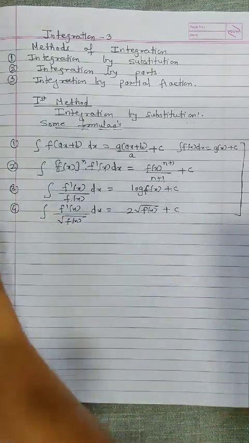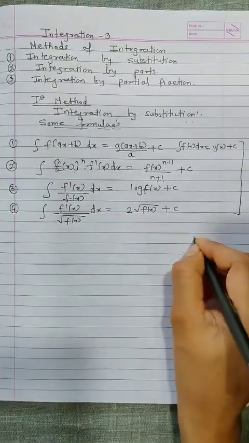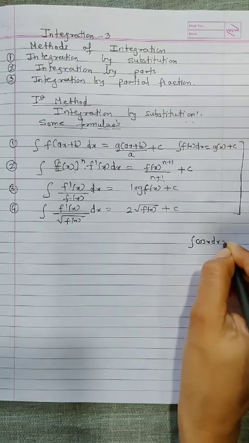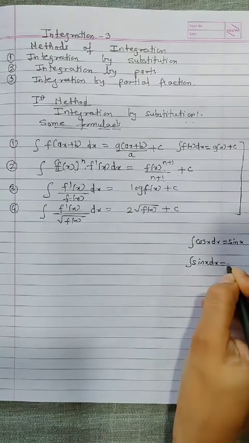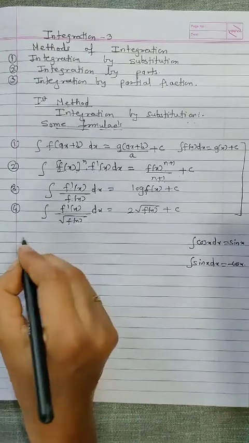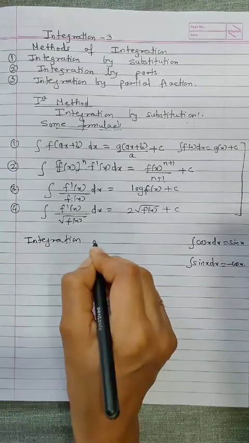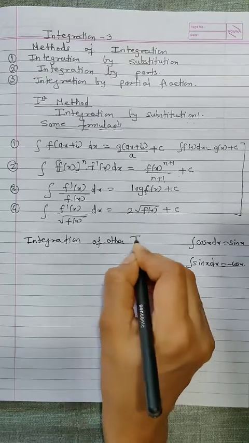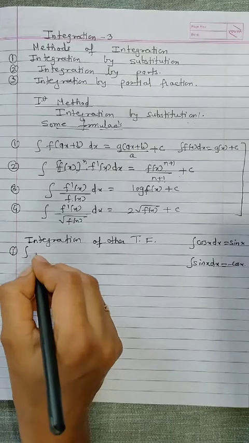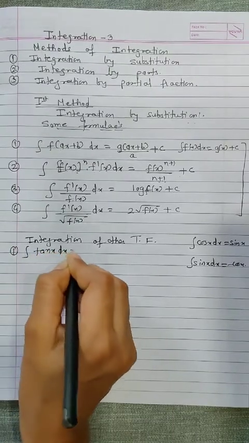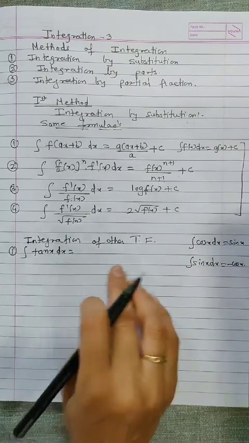Okay, now we have seen that students, integration cos x dx is sin x, and integration sin x dx is minus cos x. Now we take formulas for integration of other trigonometric functions. Now 4 we have left. So first one is integration tan x dx. Okay, I have already told you integration cos, integration sin. We have left with other trigonometric functions.